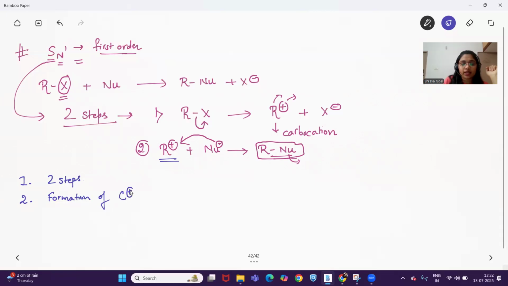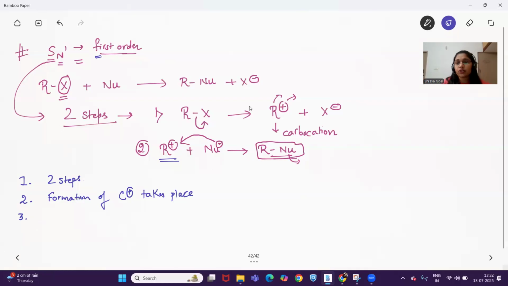I'm writing it like this: formation of carbocation takes place. Very good. Now, a question may have come to your mind: tell me what is first order? Why have you written that this is first order? What does it mean? So, students, why have we written first order here?